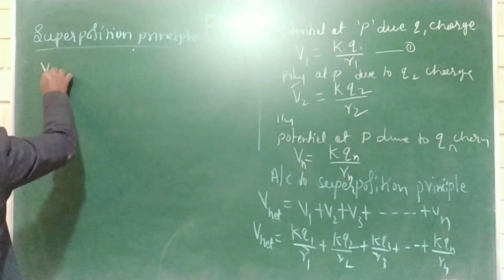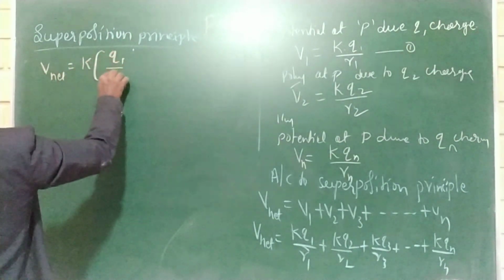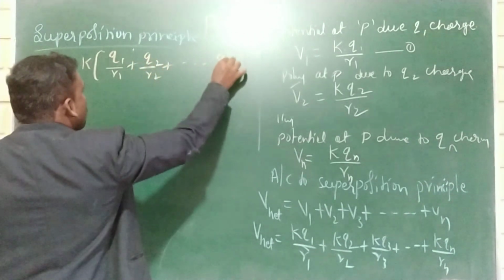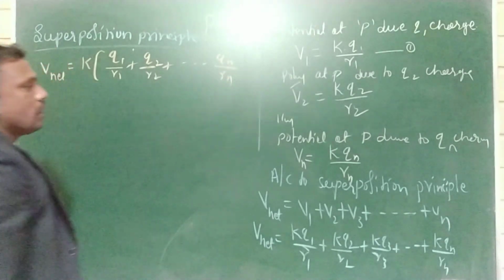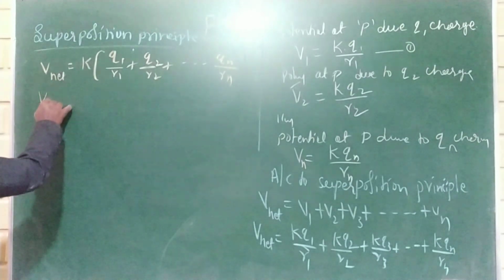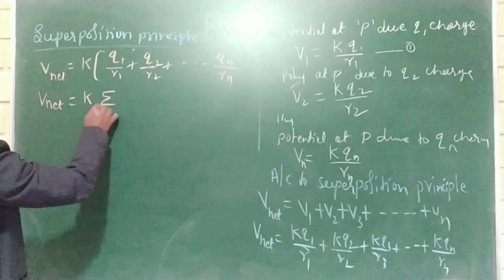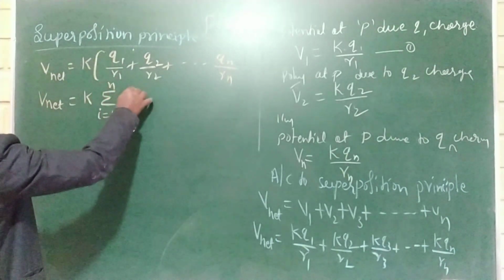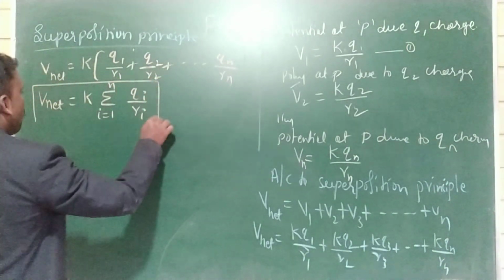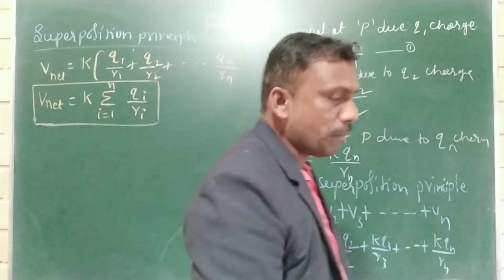Taking K outside, V net is equal to K times Q1 divided by R1 plus Q2 divided by R2 and so on plus Qn divided by Rn. Therefore, this can be written as a summation: V net is equal to K into the summation of i equals 1 to n of Qi divided by Ri, which is the net potential at point P according to the superposition principle.